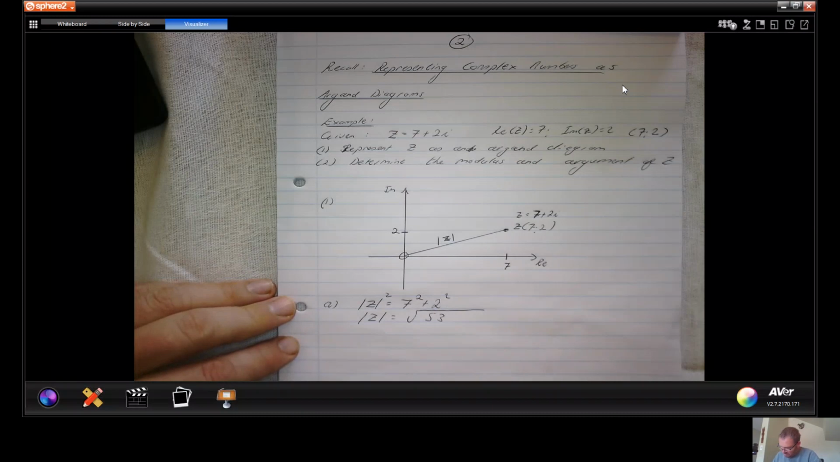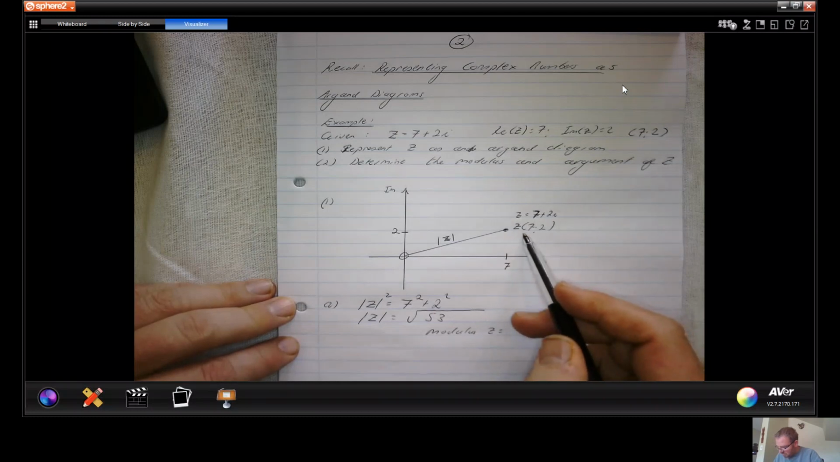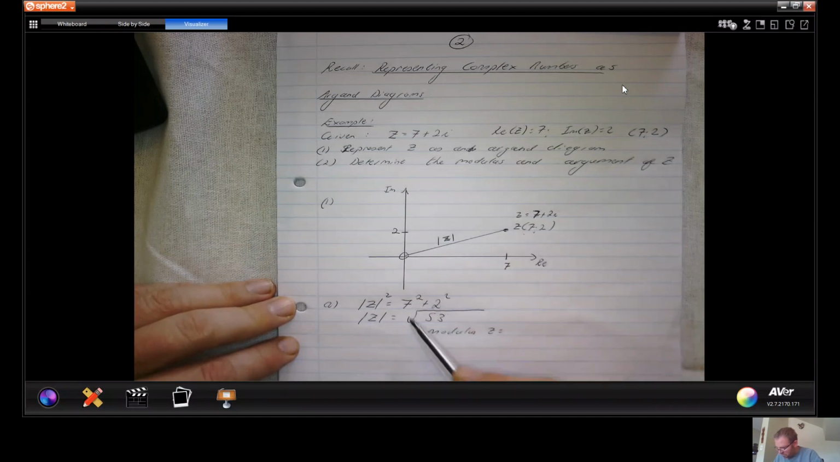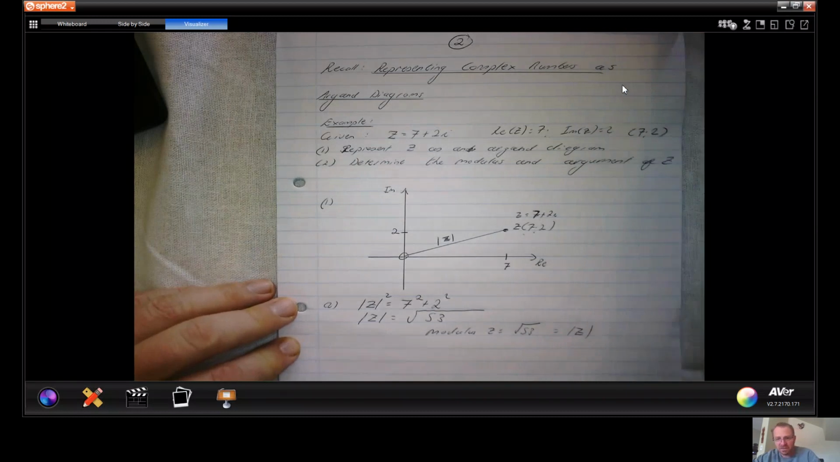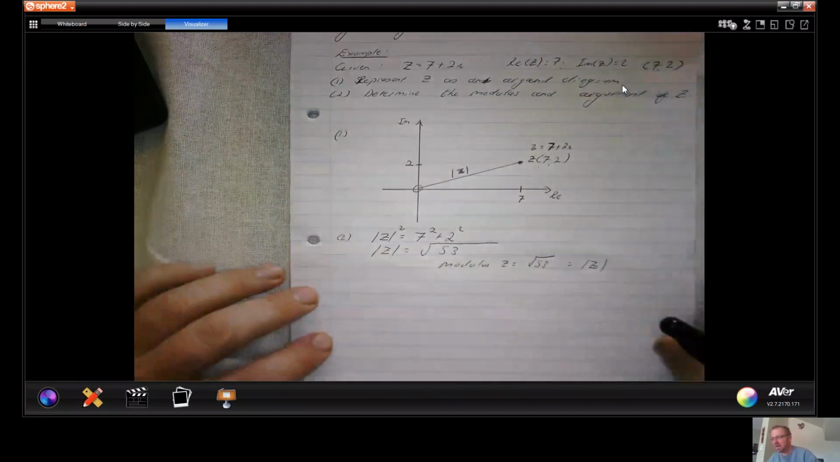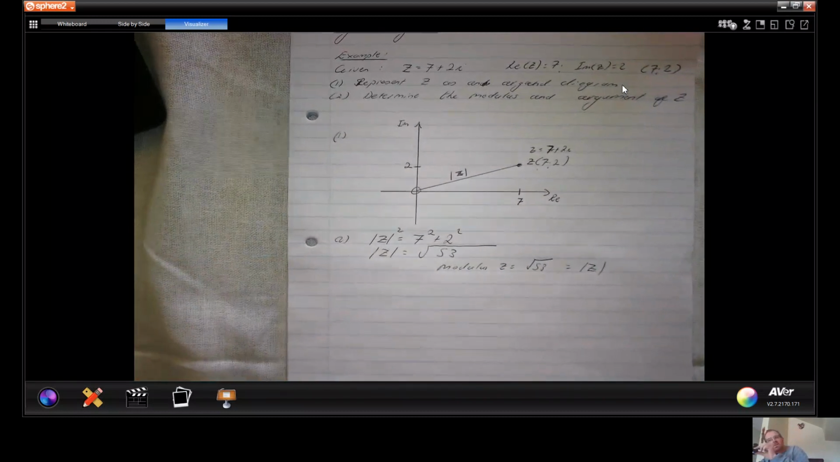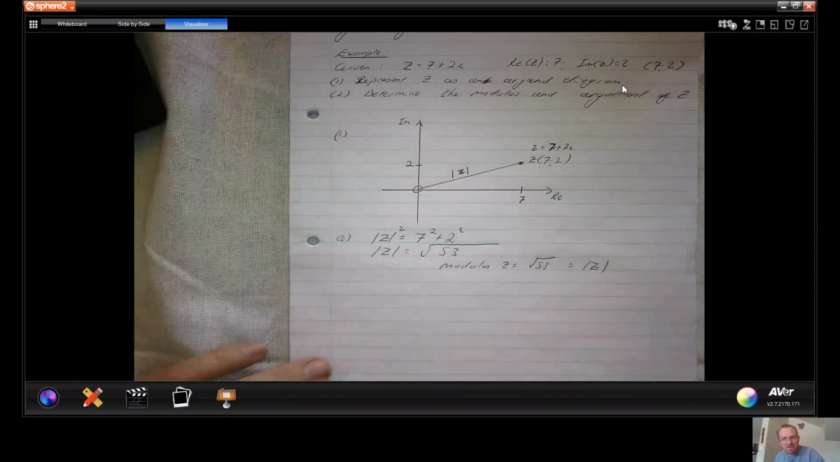Okay, so mod z, the modulus of z, you don't have to write it in words, would be equal to, let's just check, 7 squared plus 2 squared, 49 plus 4 is 53. Mod z is root 53. You can just write it, I would just write it like that. So mod z is equal to root 53. Okay. Make sure that's in focus.